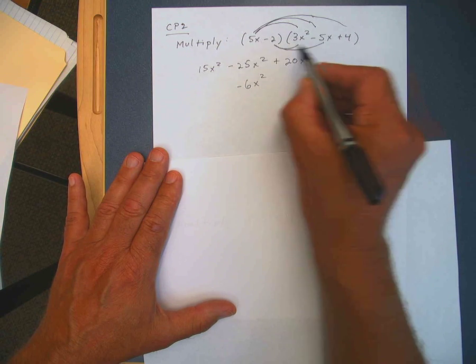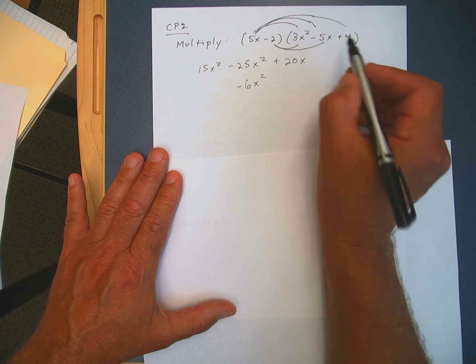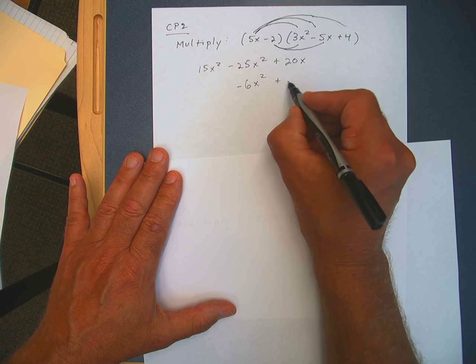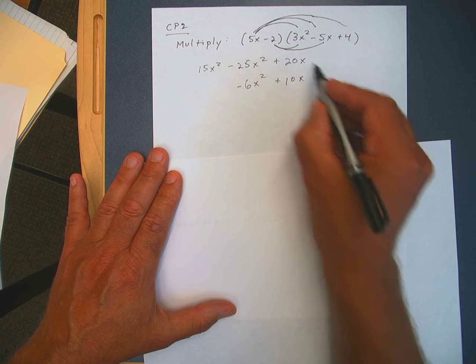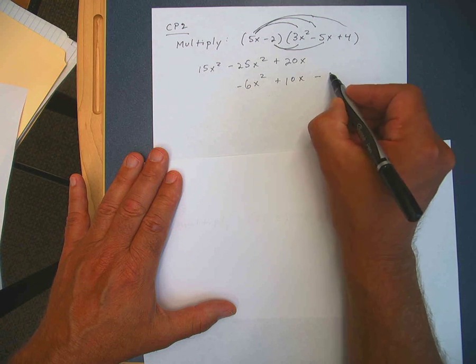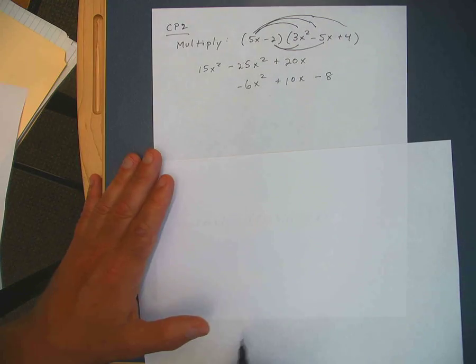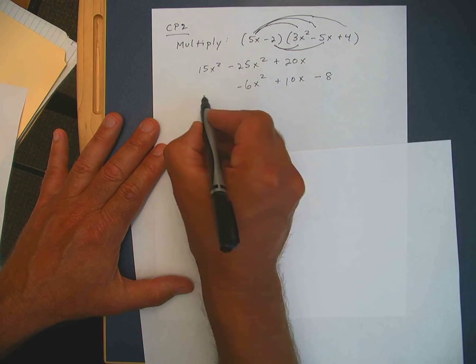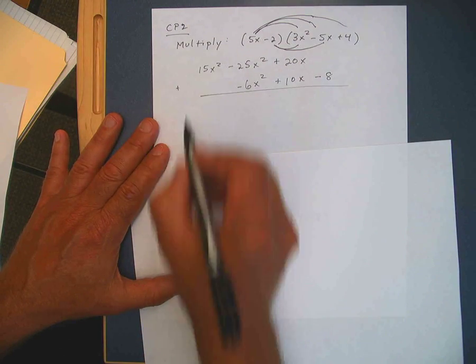Now we'll multiply negative 2 times negative 5x. That will be a positive 10x, and we'll put that under the x term. Then we have negative 2 times 4, which would be negative 8. We'll put that over here. There's no corresponding term above to write that under, but that's fine. Now we can add these together.